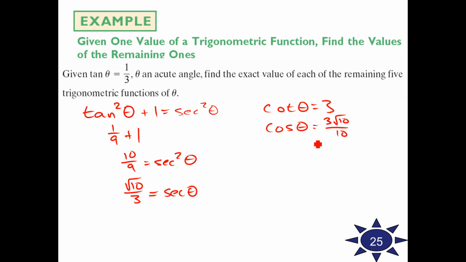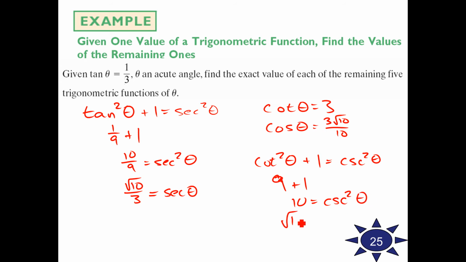So let's use, how about the cotangent formula? We know that cotangent squared theta plus 1 equals cosecant squared theta. So 3 squared is 9, plus 1 is 10. So 10 is cosecant squared. So root 10 equals cosecant. The flip of that is root 10 over 10. That equals sine, and we've got them all.